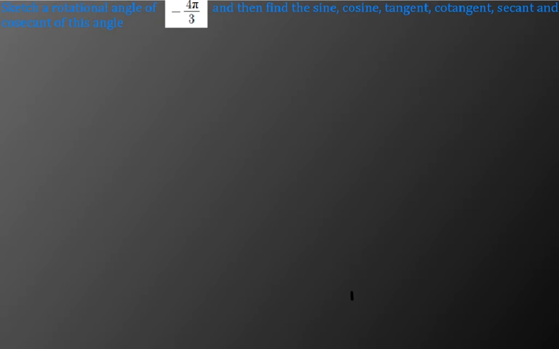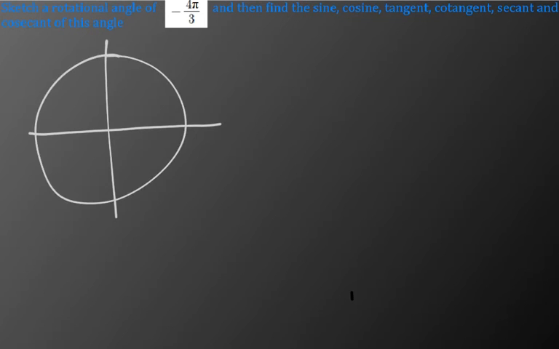All right. This problem just asks us to sketch a rotational angle of negative 4 pi over 3, then find the sine, cosine, tangent, cotangent, secant, and cosecant of this angle. So to do that, I'm just going to start off and draw my angle. The way I think about this really is it's negative, so it's going clockwise. A little weird, but basically it doesn't follow the order of the quadrants. This is 1, 2, 3, 4, right? So we're going backwards, so negative.